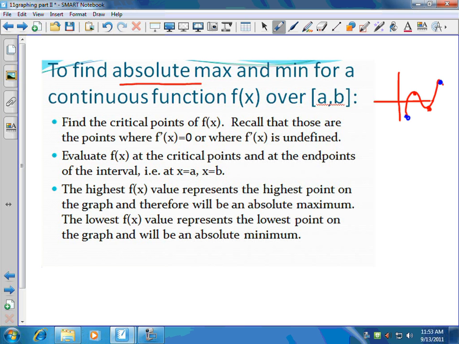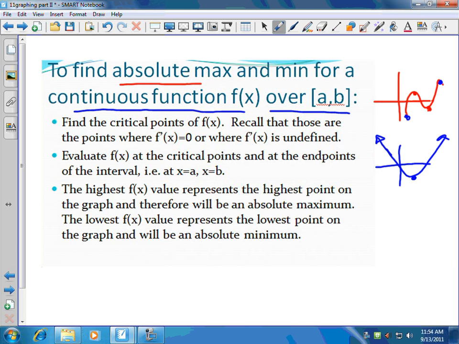Now there is a theorem of calculus that says if you have a continuous function over a closed interval, the absolute max and min are going to exist. If, on the other hand, you have an open interval, something like this, from negative infinity to infinity, an open interval, not a bounded interval from a to b, if you have a situation like that, there is no guarantee that absolute max and min would exist.